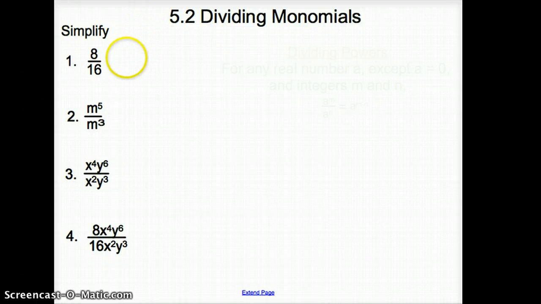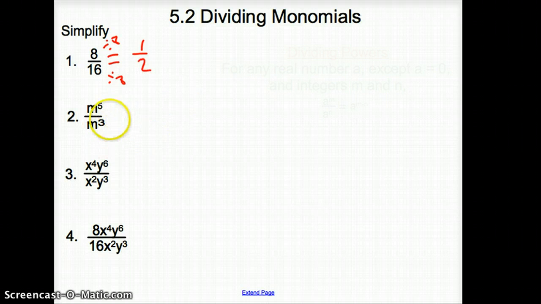Now we are going to move on to dividing monomials, but before we get there, we're going to start with 8 over 16. Remember, 8 over 16 will simplify, and we can take an 8 out of both the top and the bottom, so that will give us 1/2.